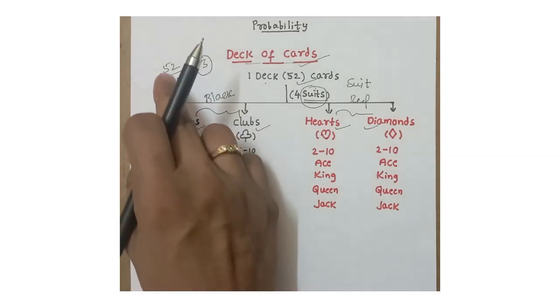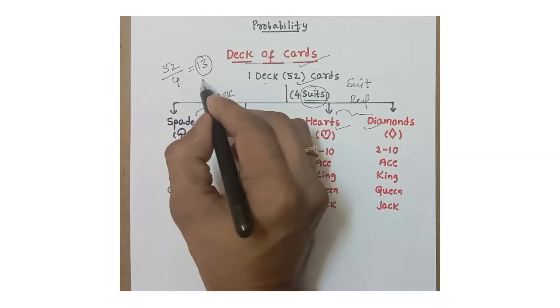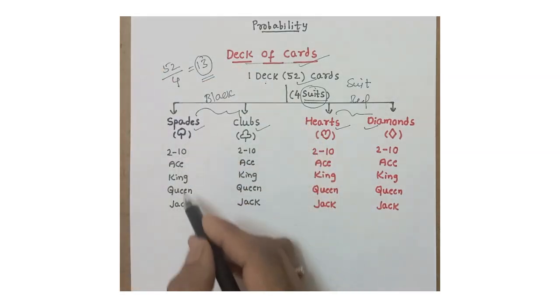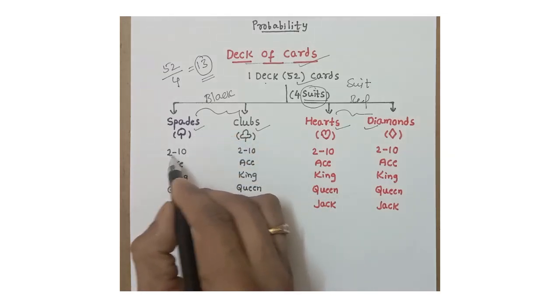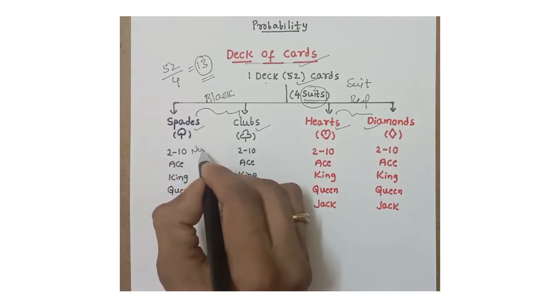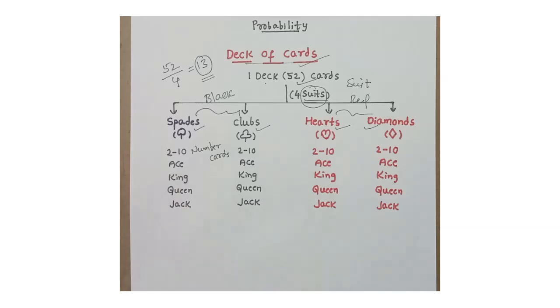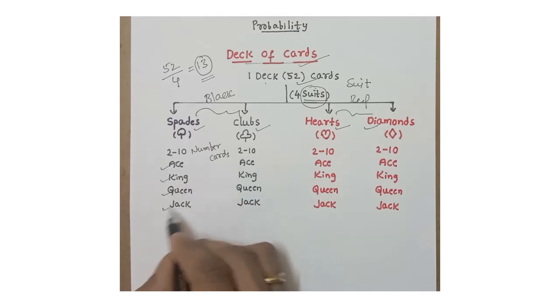Now, 52 cards are divided into four suits with 13 in every suit. So what are the 13 cards in every suit? If I consider spades, we'll get 2 to 10 number cards. There won't be any card with the number 1. Along with the 2 to 10 number cards, there will be one ace, one king, one queen, and one jack in every suit.